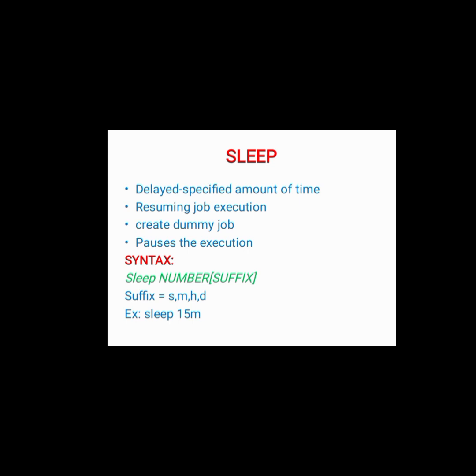The syntax for this command is sleep number suffix. In this, the suffix uses the short forms S, M, H, D. What does this mean? S means seconds, M stands for minutes, H stands for hours, D stands for days. For example, sleep 15 minutes. That means this command creates a dummy job and pauses the execution for 15 minutes.